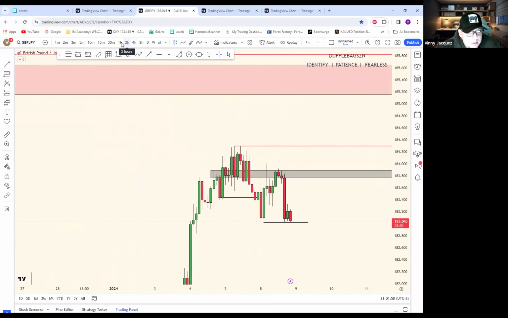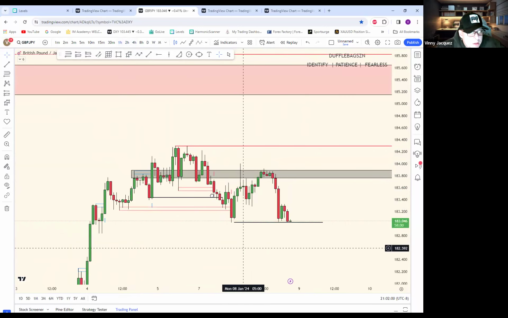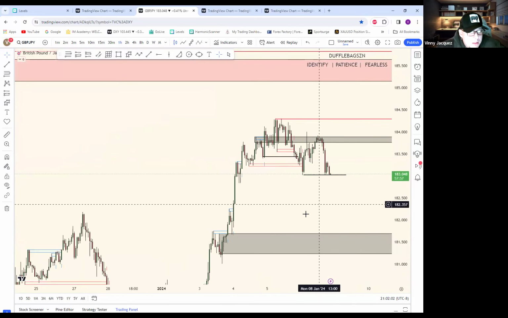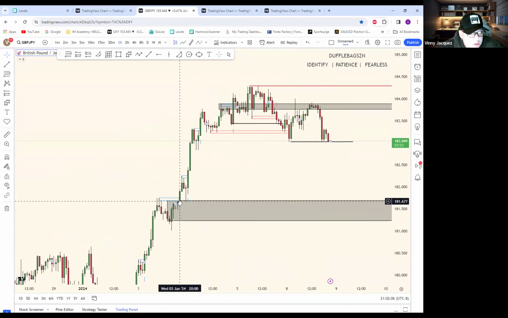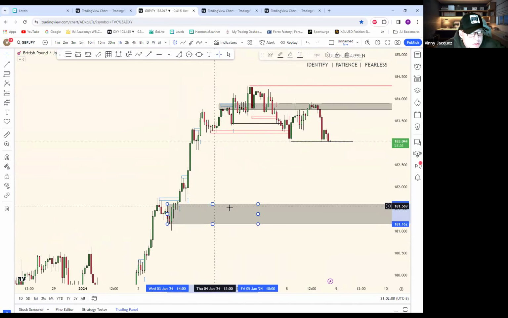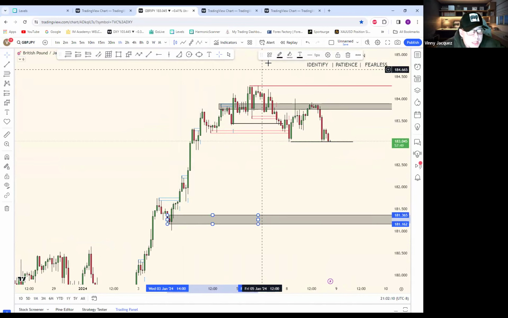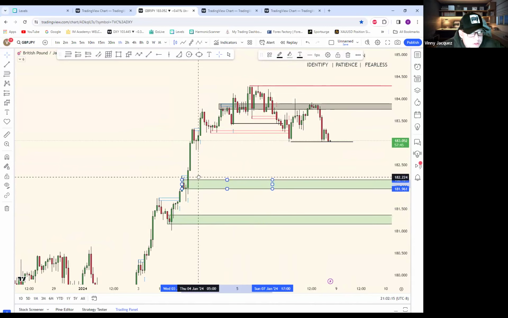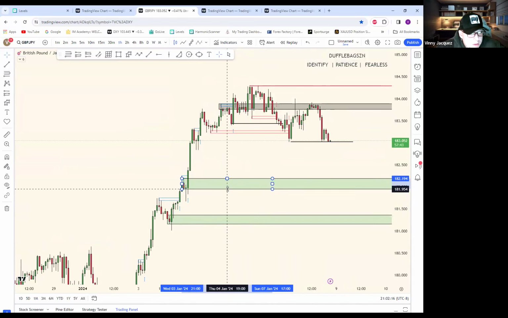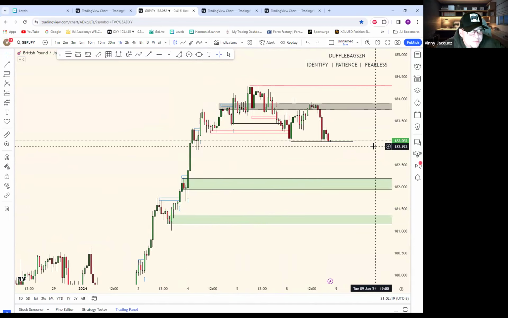Let's see. Okay, so let's just take a look. We got 2 possible zones right here, 2 starting points we can use. Now again, I like to take opportunities as they come. So we have 2 zones right here, and this is the closest one.